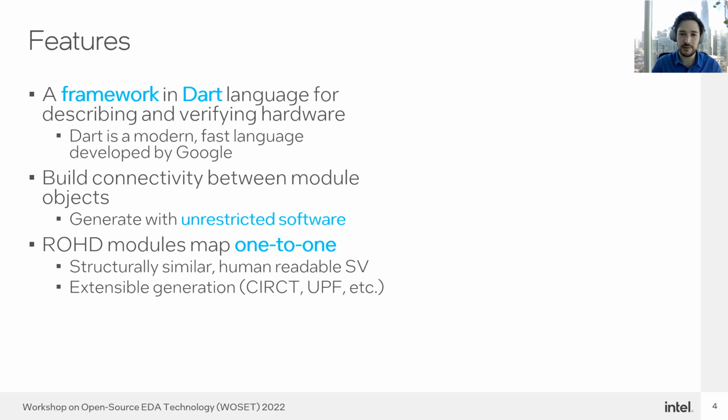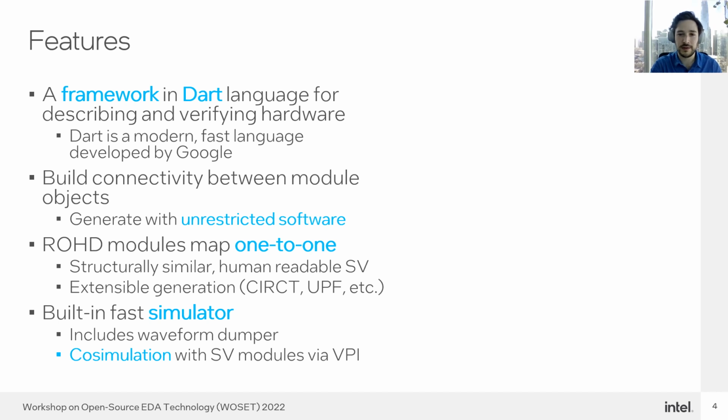ROHD supports an extensible generation functionality, which maps each hardware object one-to-one with a generated output. The one-to-one generation means that generated SystemVerilog is structurally similar, human-readable, and maintains signal and port names. ROHD can also be used to generate other outputs, like related power information via UPF or other intermediate representations, like circuit.